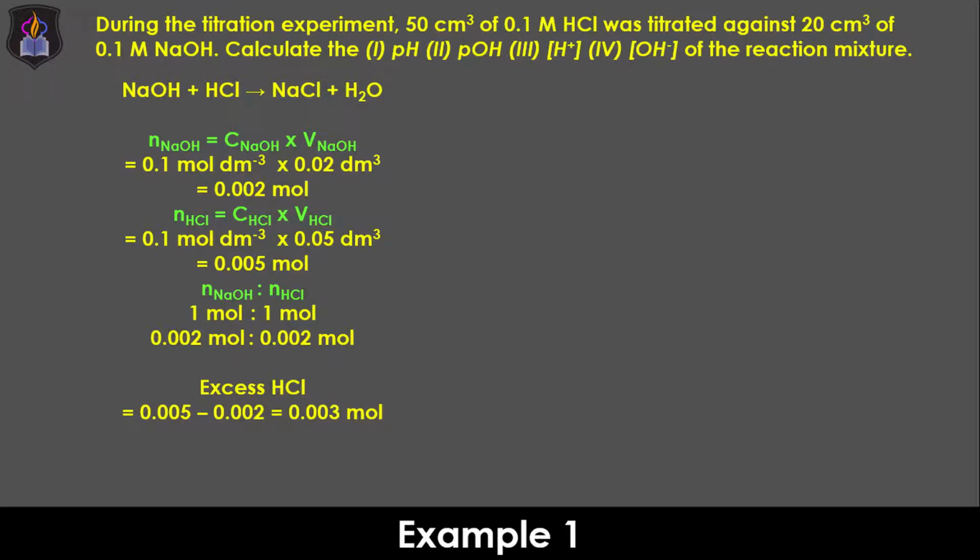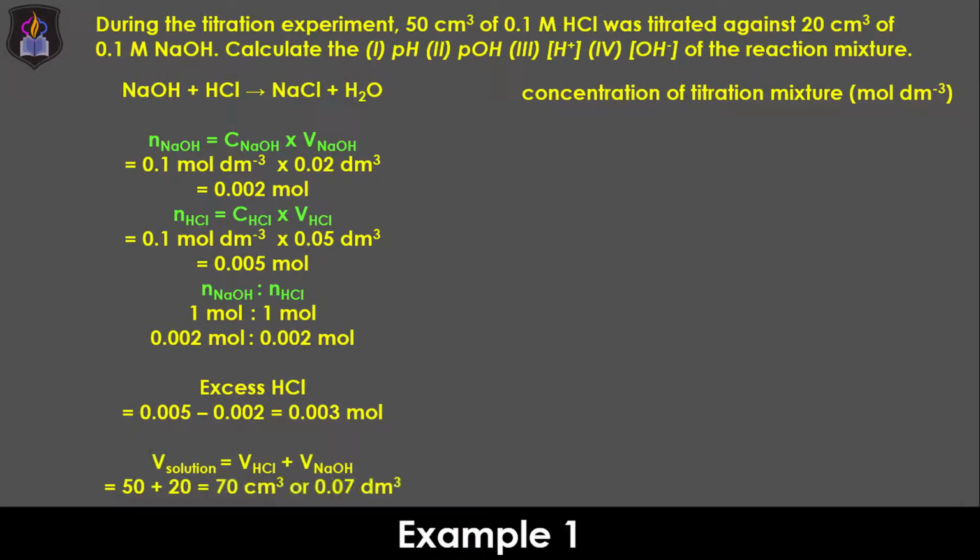From this, we can calculate the concentration of the titration mixture by dividing the excess number of moles by the volume of the solution. The volume of the solution is obtained by adding the volumes of the acid and base used in the titration, and that gives us 70 cm cube or 0.07 dm cube. Hence, the concentration of the titration mixture in moles per dm cube is 0.0429 moles per dm cube. Given that the titration mixture was acidic due to the excess hydrochloric acid, it means that the hydrogen ions concentration is 0.0429 moles per dm cube.